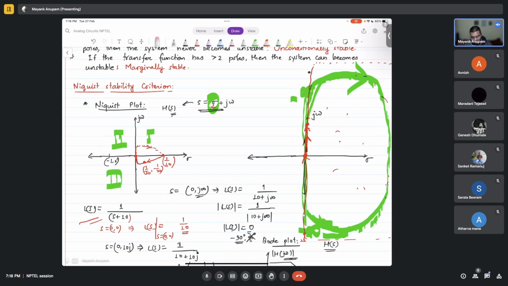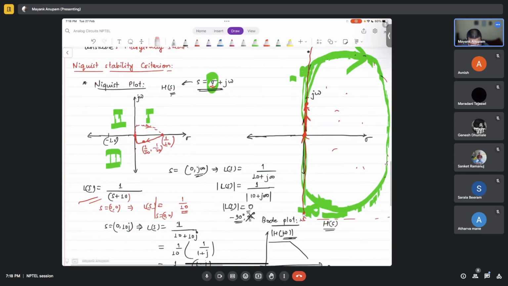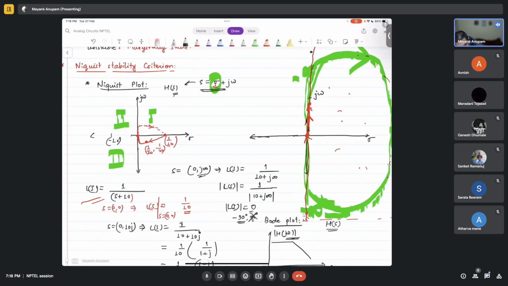The plotting that I just did, go back and try to do it yourself. I don't have much time to discuss it in detail. I have actually covered it in detail already. The second half, you should plot yourself and try to convince yourself. Now we are moving in the clockwise direction, but it doesn't even touch the minus 1 comma 0 point, right? It is much farther away. That's why it is stable.